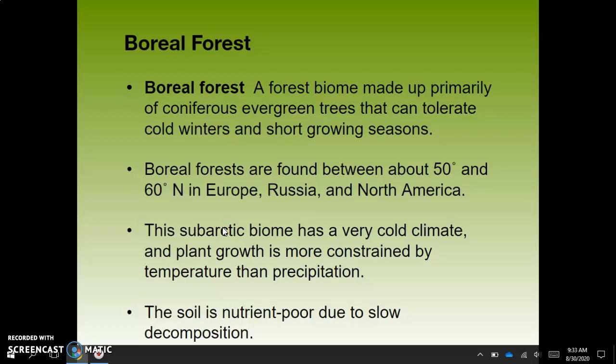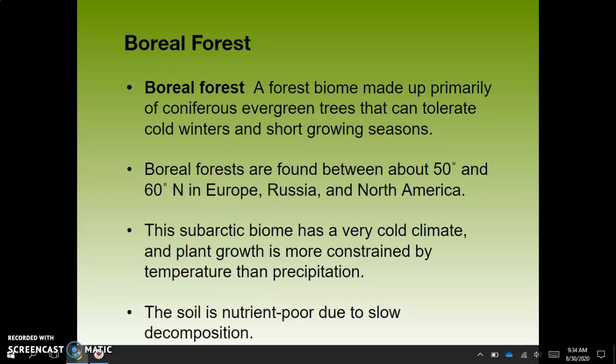Boreal forest is a forest biome made up primarily of coniferous evergreen trees that can tolerate cold winters and short growing seasons. So think like Christmas trees. They're found between 50 degrees and 60 degrees north in Europe, Russia, and North America. Okay, so these are going to be up north. This subarctic biome has a very cold climate. Plant growth is more constrained by temperature than it is precipitation. So the temperatures are going to be the big factor in determining what vegetation is growing.